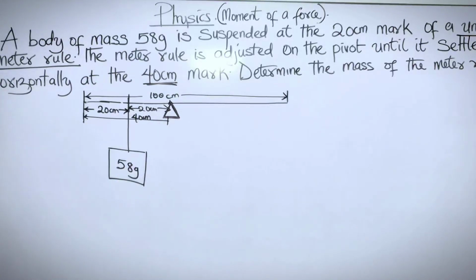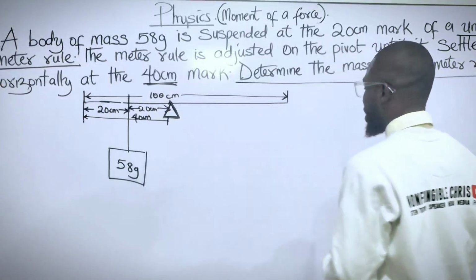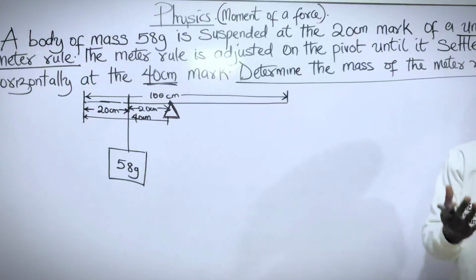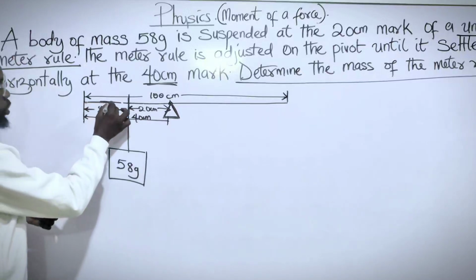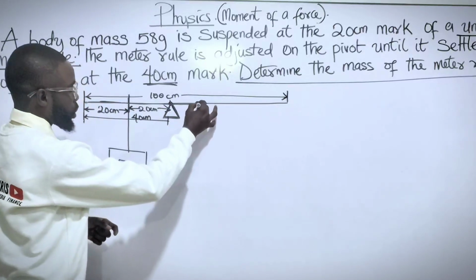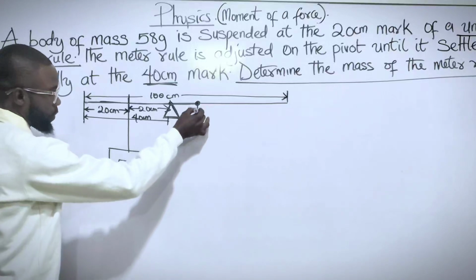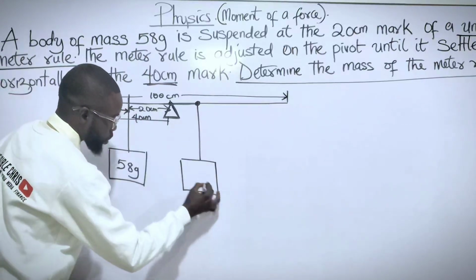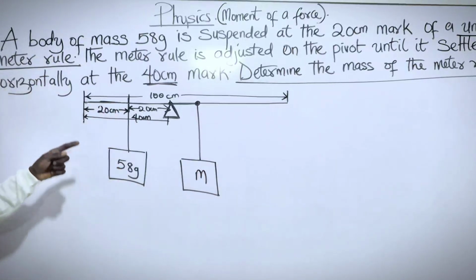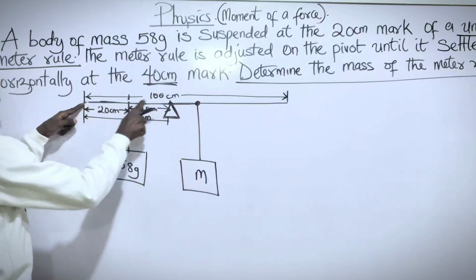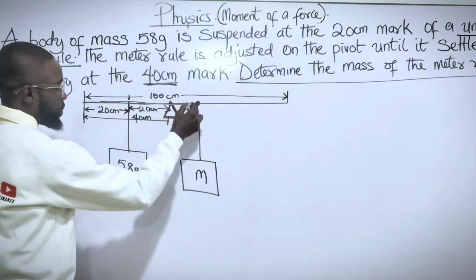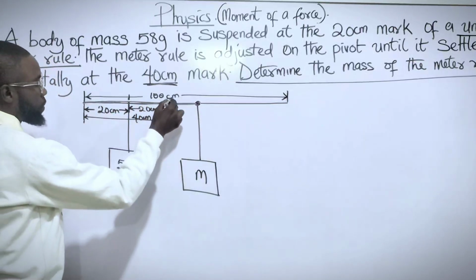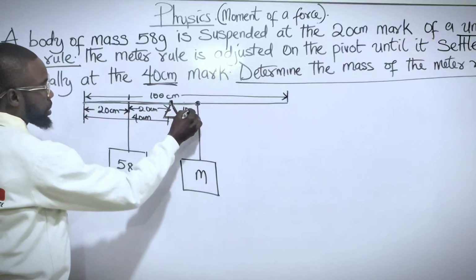Correct. And you are asked to determine the mass of the meter rule. I told you that when they ask us to determine the mass of the meter rule, it's time to look for the balance point, the midpoint of the meter rule. So from 0, we're calculating to the midpoint, which is 50. We're looking for the mass here, the mass of the meter rule. If from here to here is 50 and from here to here is 40, it means from here to here will be 10 cm.